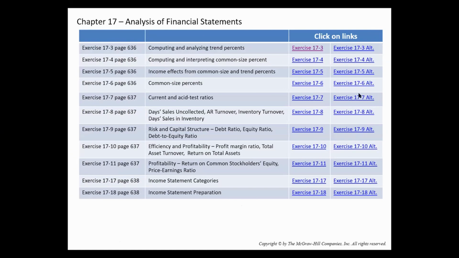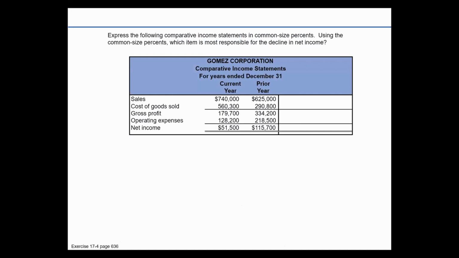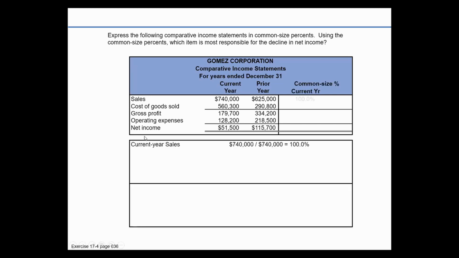The next example is computing and interpreting the common size percent. Express the following comparative income statement in common sized percents. Using the common sized percents, which item is most responsible for the decline of net income? So again, we're going to look at the current year sales as 100%, and then everything else would be a percentage of sales.